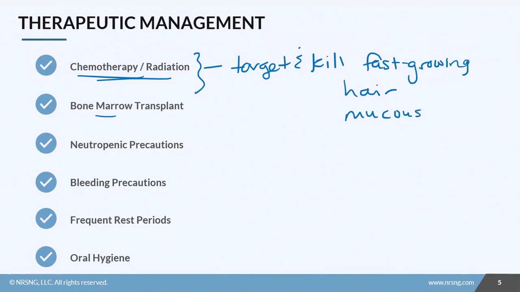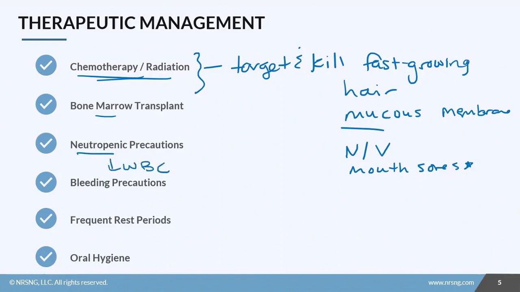And so they have quite a few side effects from the chemotherapy, like nausea and vomiting, hair loss. They might have mouth sores. Some people even call this chemo mouth. So we want to make sure that we're taking care of them. We put them on neutropenic precautions because of the decreased white blood cells. We put them on bleeding precautions because of the decreased platelets.